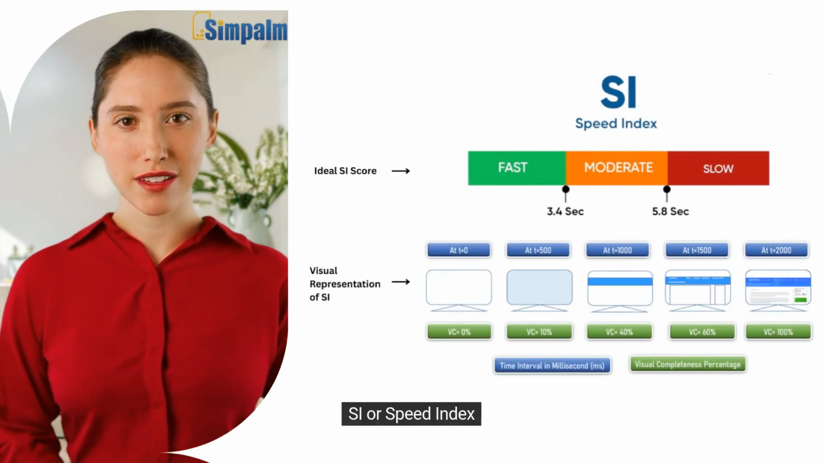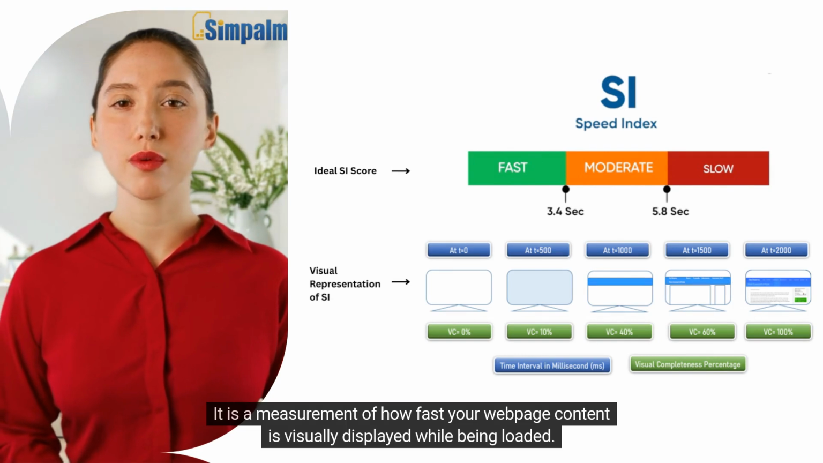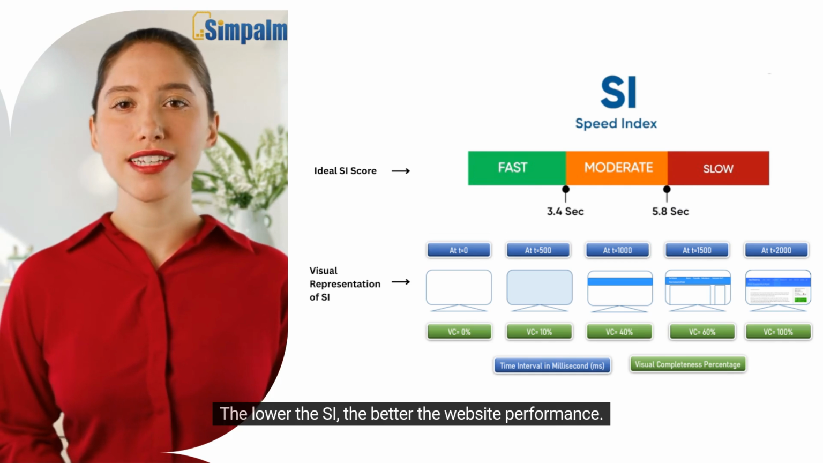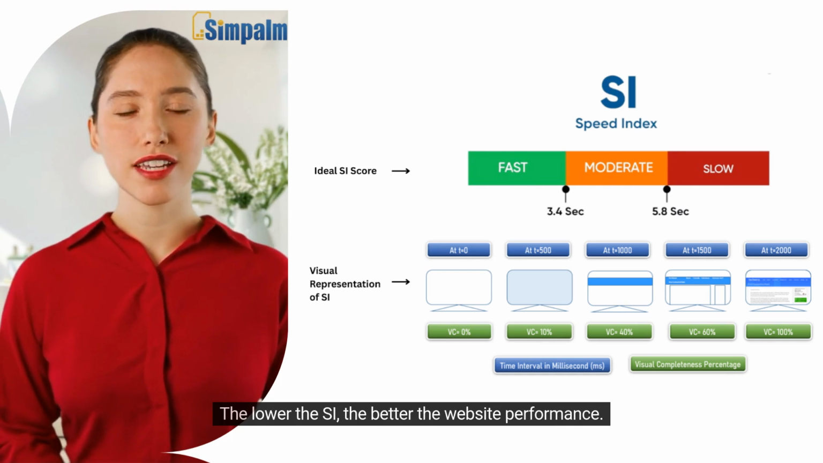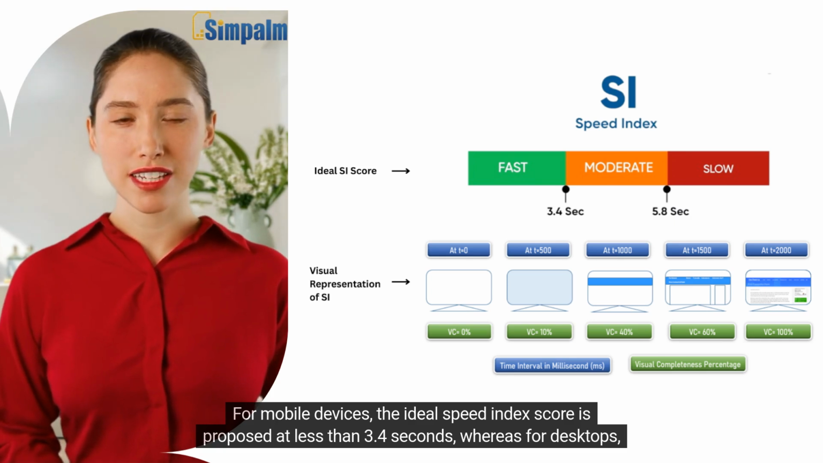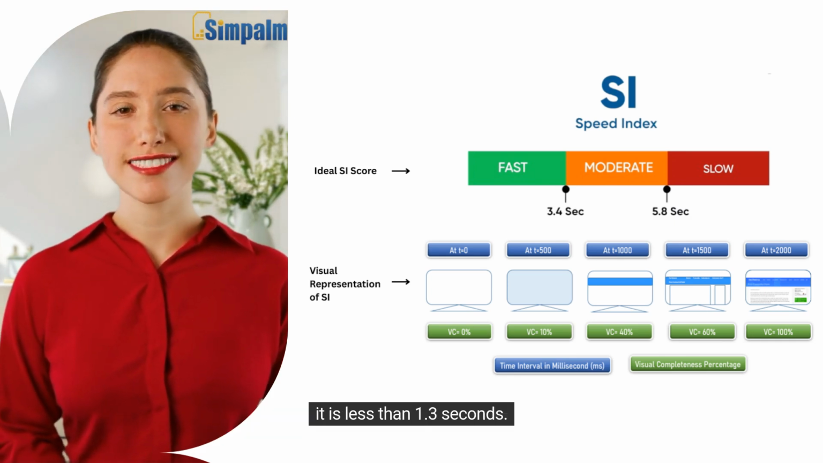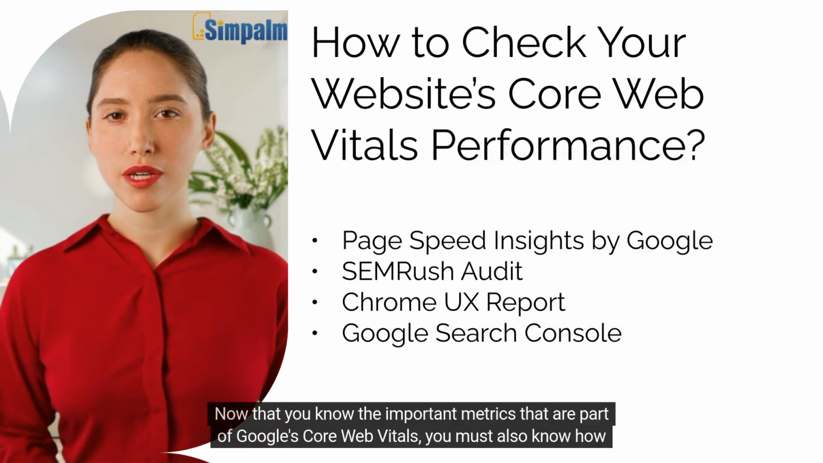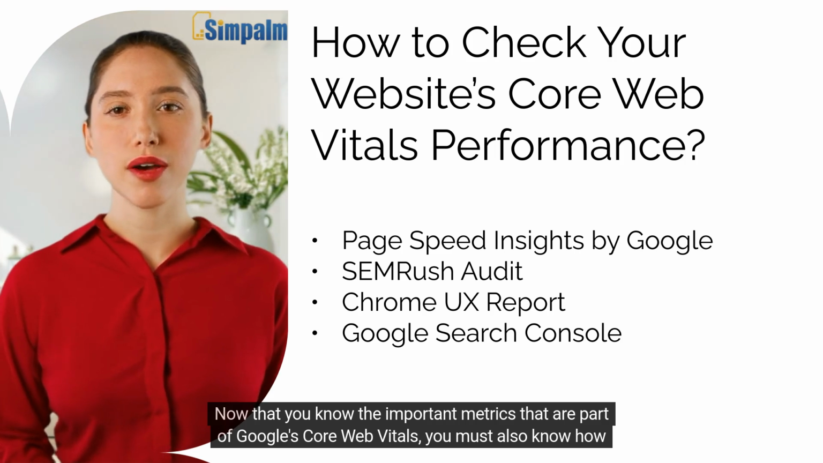SI, or Speed Index. It is a measurement of how fast your web page content is visually displayed while being loaded. The lower the SI, the better the website performance. For mobile devices, the ideal Speed Index score is proposed at less than 3.4 seconds, whereas for desktops, it is less than 1.3 seconds.